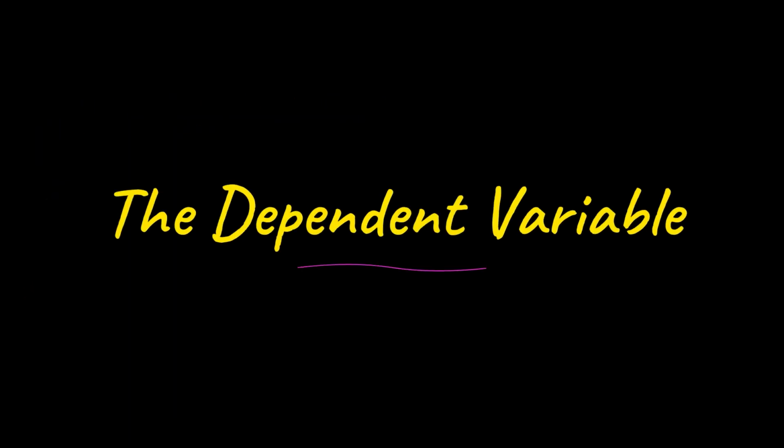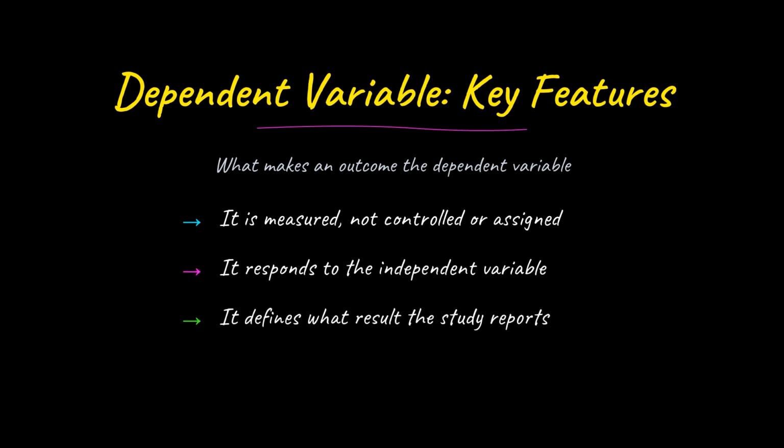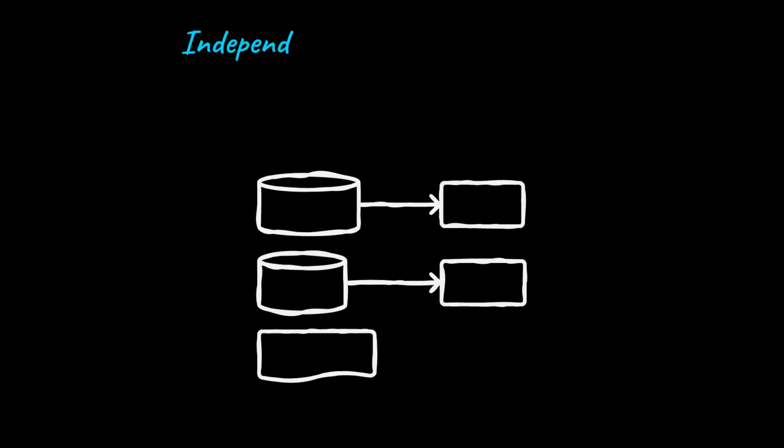The dependent variable is the outcome a researcher measures to see whether changes in the independent variable produced a real effect. It is the response side of every study question, the consequence, not the cause. 4 features define the dependent variable. It is measured rather than assigned. It responds to the independent variable. It is the result the study is built to report. And its measurement scale determines which statistical test applies.